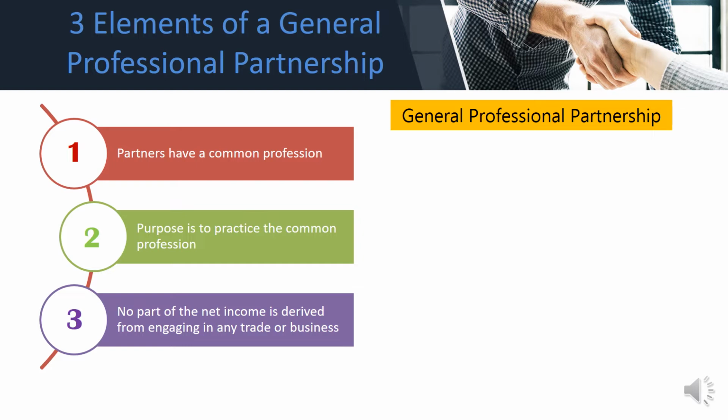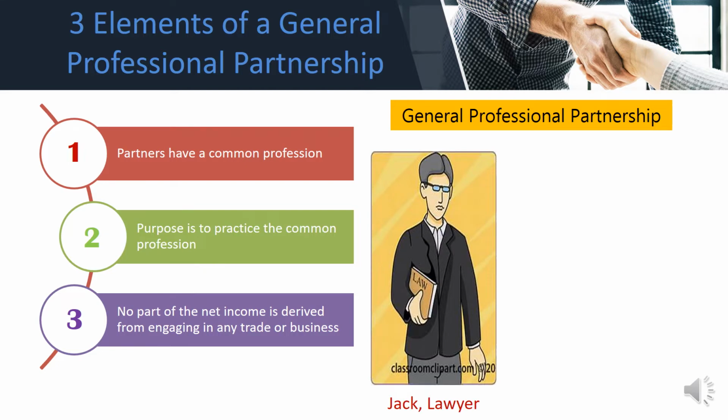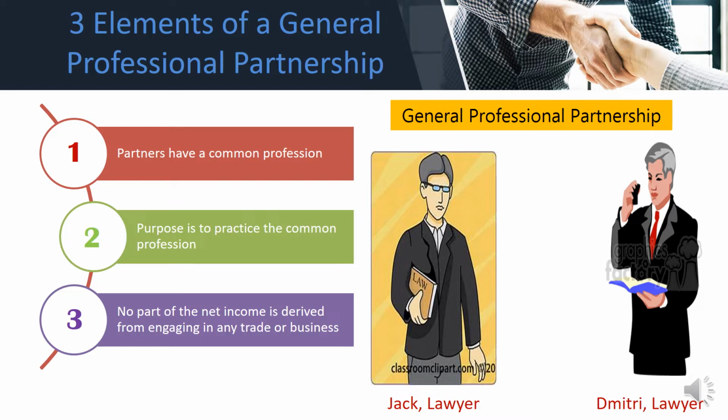Okay, let's have another case. Let's determine if this is a general professional partnership or not. Let's say that we have Jack, a lawyer, and Dimitri is also a lawyer. They want to put up a law firm. Now, in this case, since both have the same profession and they want to practice their profession, which is to put up a law firm, and that no part of the net income is derived from engaging in any trade or business, the partnership that is formed in this case can be considered a general professional partnership.